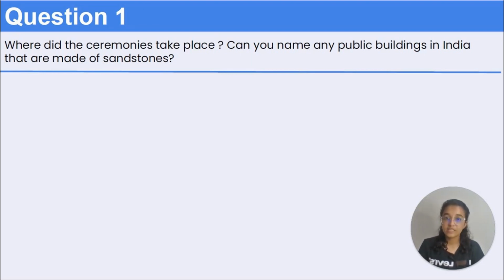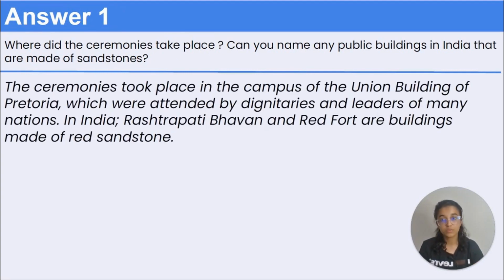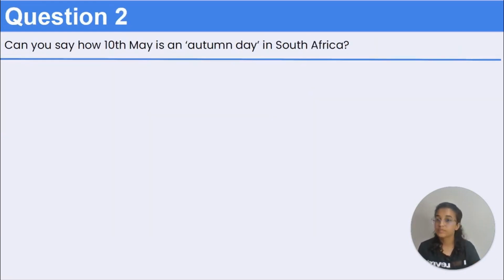Where did the ceremonies take place? Can you name any public buildings in India that are made of sandstone? So they took place in the Union Buildings of Pretoria and was attended by dignitaries and leaders of many nations. अब इंडिया में राष्ट्रपति भवन, रेड फोर्ट आर buildings made of red sandstone.